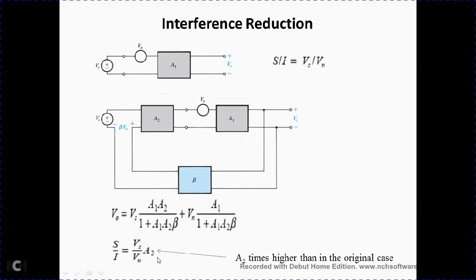So the signal to interference ratio is increased by the A1 value compared to the original or basic equation. You can see the signal to interference ratio will be increased if you have a feedback system, something like this. The more the value of S by I, the better the system. It means it eliminates interference. That is what it is suggesting there. That is how it reduces the interference. It is one of the advantages of having negative feedback.